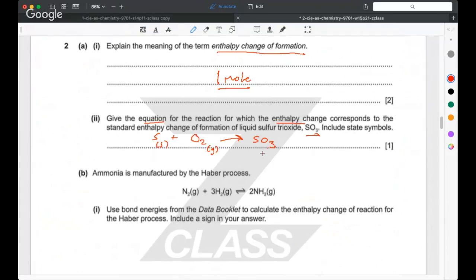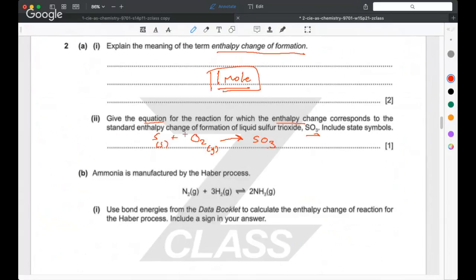But our target here from the definition is that we have to make 1 mole of the compound. So we can't change any of the stoichiometric coefficients here. Let's just see how this works then. So you've got 1 sulfur atom, 1 sulfur atom, the equation's balanced so far. You've got 3 oxygen atoms.